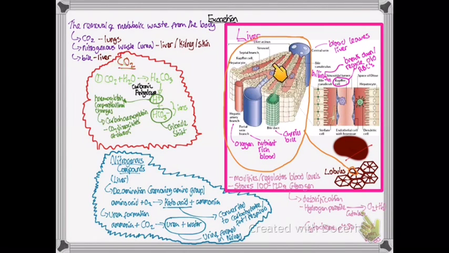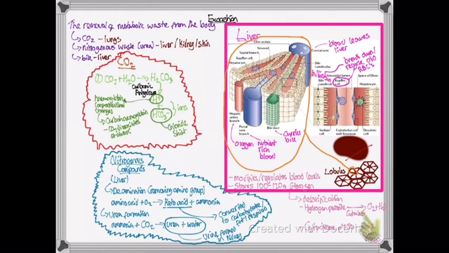Our sinusoids are lined by hepatocyte cells. They've got these microvilli structures on them, and this allows a large surface area to be produced. Blood passes along, and they remove and return substances in and out of the blood. So substances are exchanged between the blood and hepatocytes because of these microvilli, which give them a large surface area.